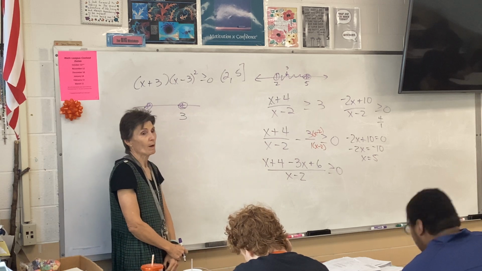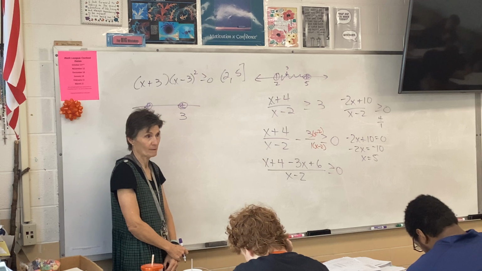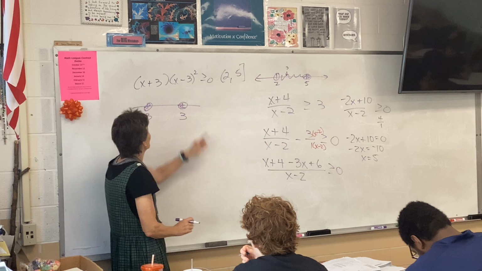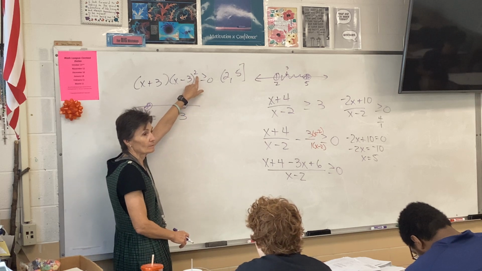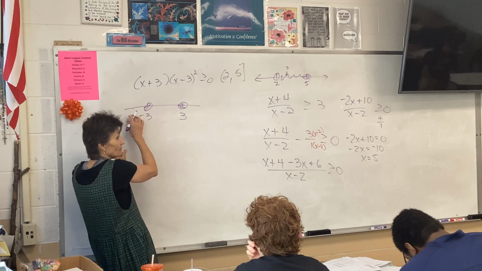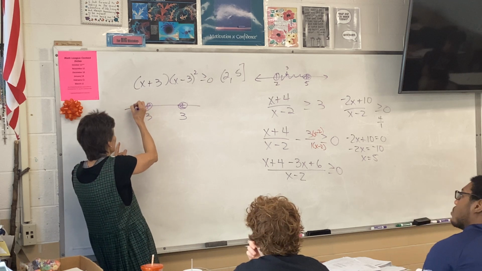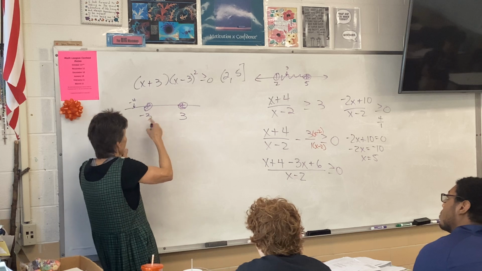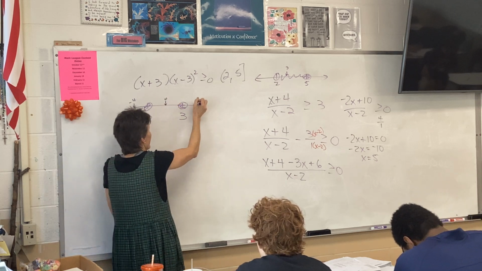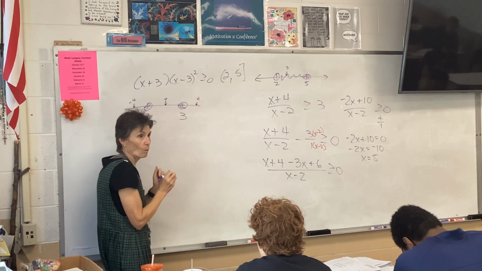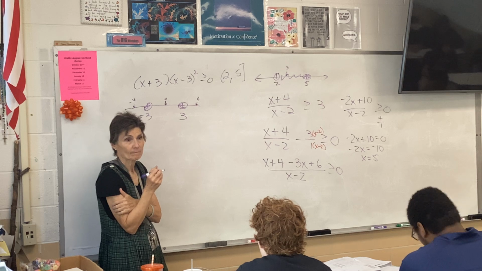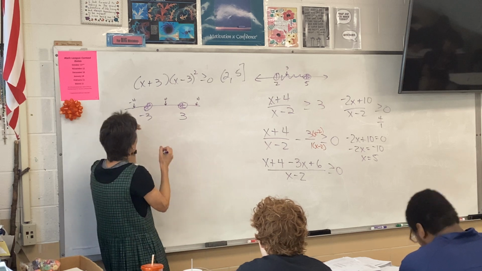Now, what makes this problem a little more time consuming is you have to test all that. Because of this right here, I'm going to have to pick a number out here, like negative 4. I'm going to have to pick a number in here, like 0, and a number out here like 4. I have to do every single section. Okay? So here we go.